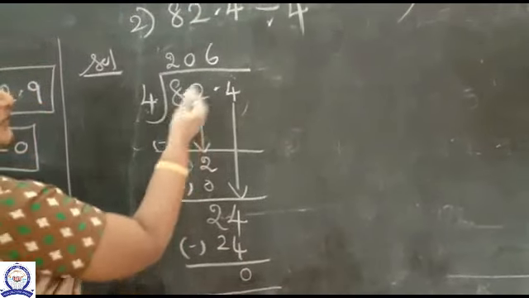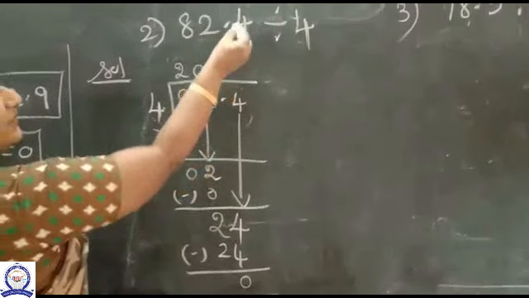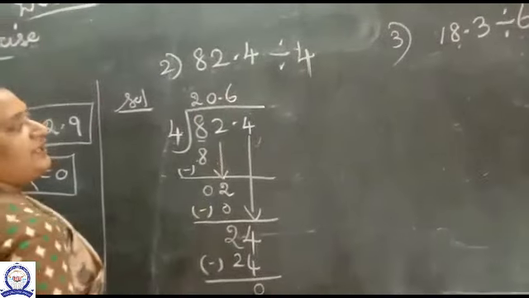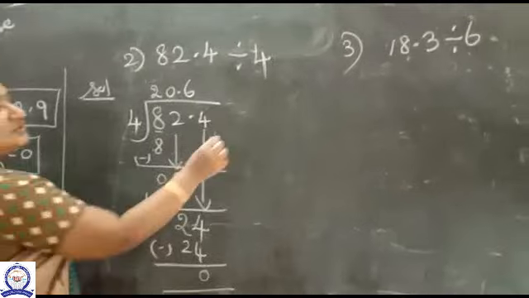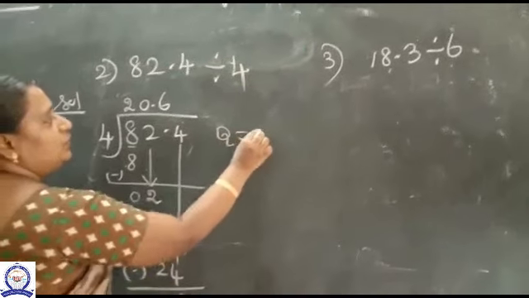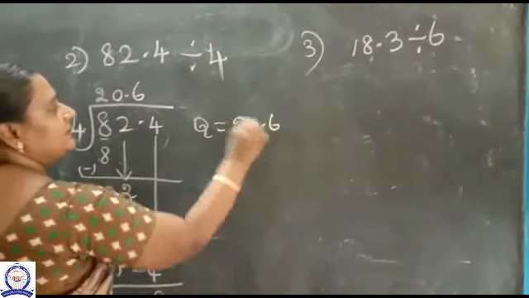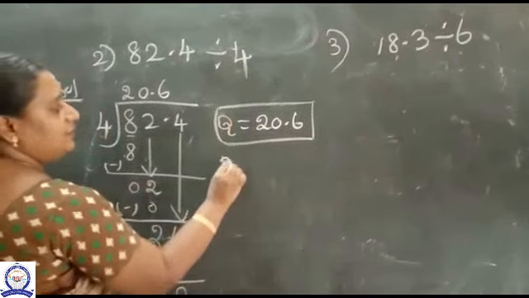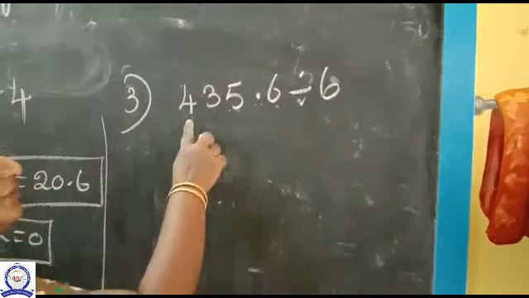Okay, now point எங்க வரணும்? பின்னாடி இருந்து ஒரு place இல்லையா? ஒரு place. So பின்னாடி இங்க. So 20.6 is the answer. So quotient is equal to 20.6. Remainder is equal to 0. So next sum.